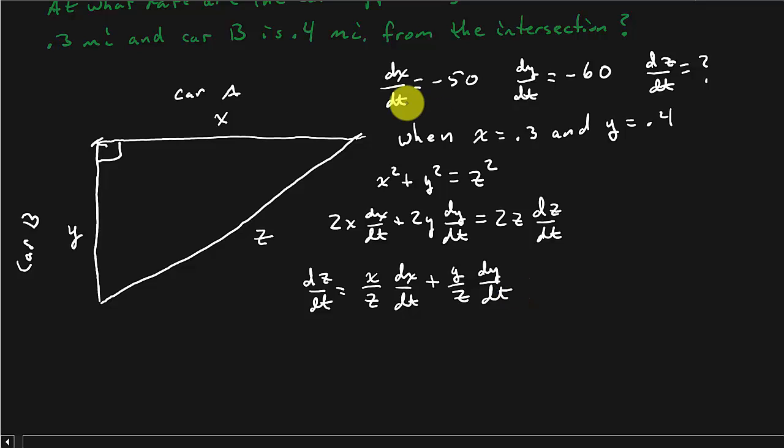So let's see. dx/dt, I've got that. x, I've got that. z, I don't have z, do I? I've got y is 0.4, and I've got dy/dt, which is negative 60. So I've got everything except for z, right? All right, so there's our problem. We've got to know what z is. Well, I need to know what z is when x is 0.3 and y is 0.4.